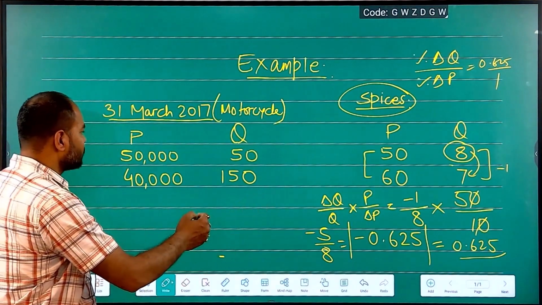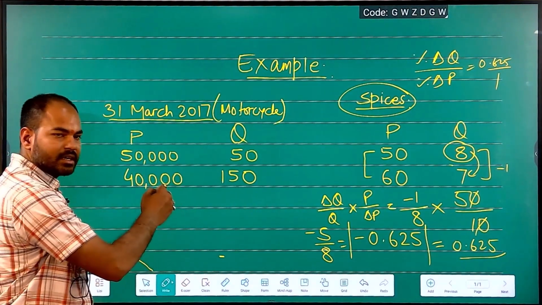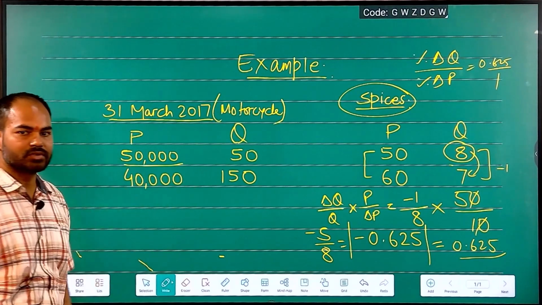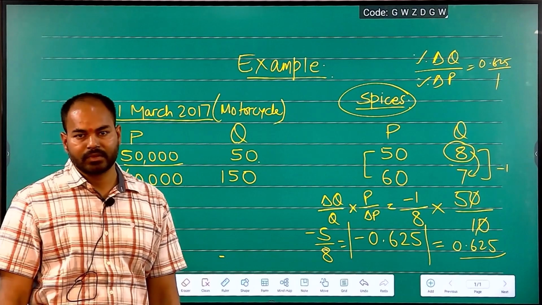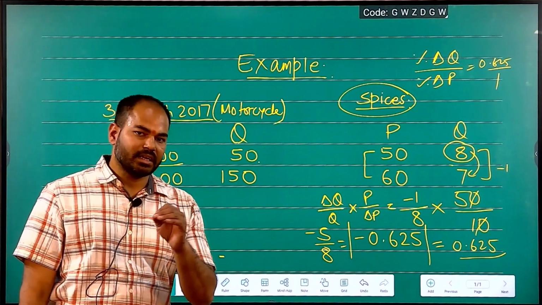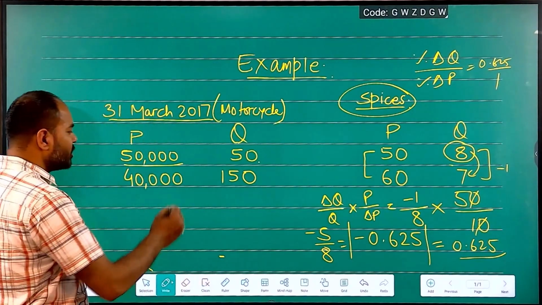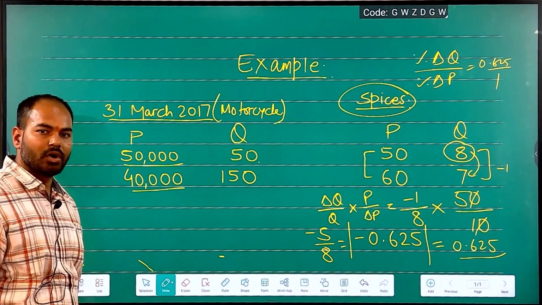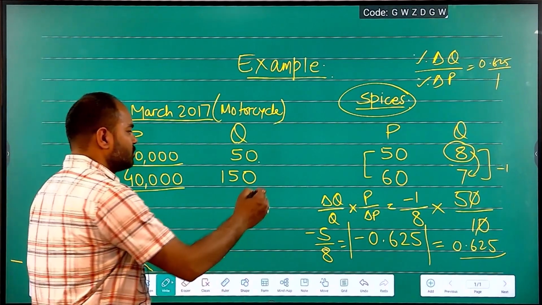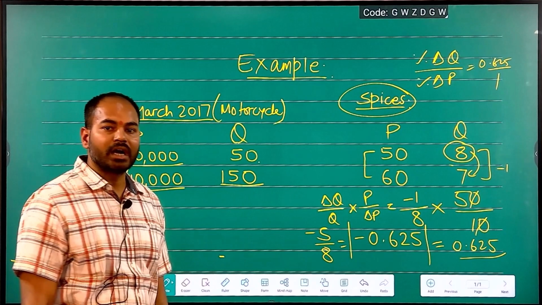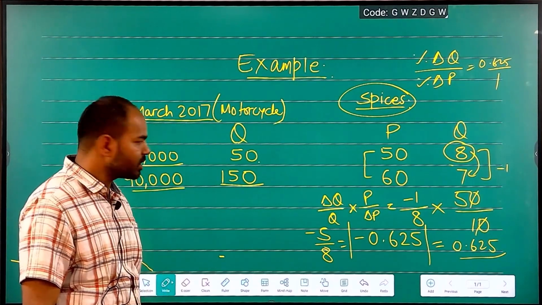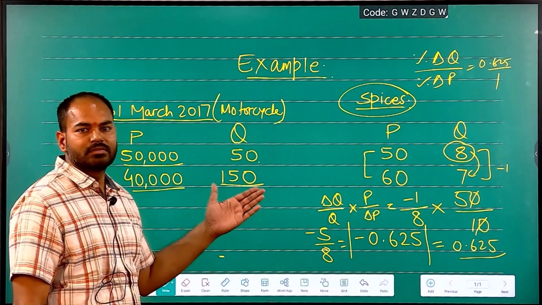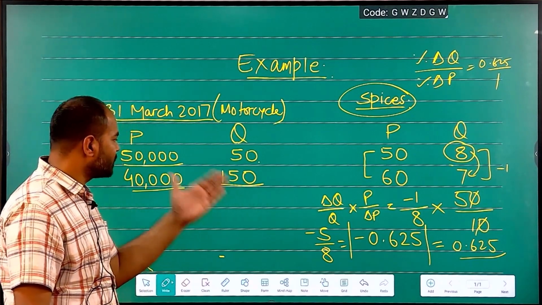So I have discussed with one motorcycle showroom. He said, sir, when we are selling our motorcycle of average price, say 50,000, we are able to sell 50 quantity per day. But on that day, 31st March, we gave a 20% discount on the motorcycle and we were able to sell 150 quantity of bike. It means what happens? Let's calculate with the help of elasticity.